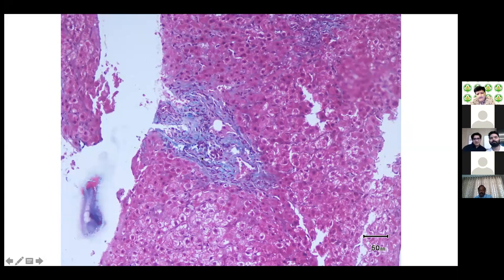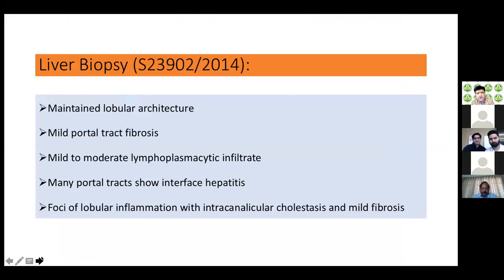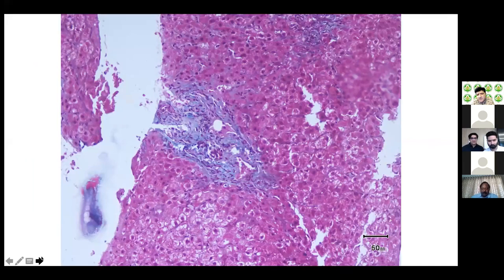Sir, this is a Masson trichrome stain, and we see there is portal fibrosis as well. It's only involving the portal tract, so it's a mild fibrosis, sir. Okay. So based on this, what would be your final diagnosis? Both of you, I think, can tell us your final diagnosis, and then we discuss maybe 5 minutes on the treatment here.